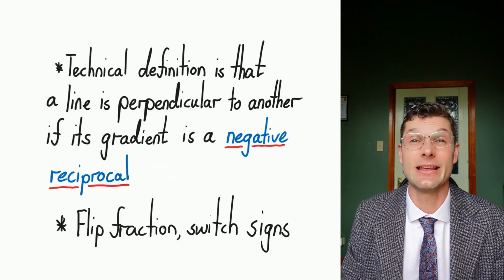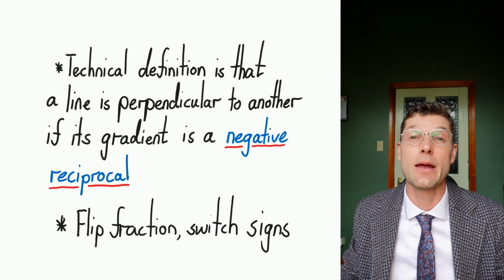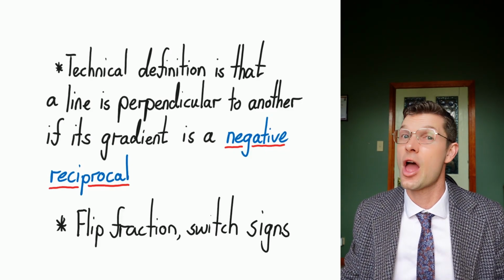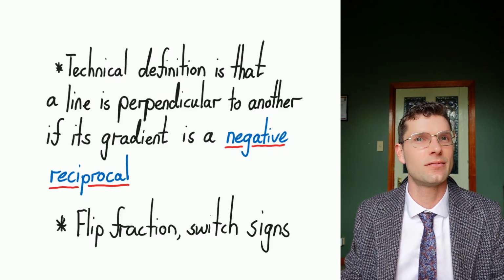So the only thing we really need to know for this lesson is that to find a perpendicular line, we just have to look for the negative reciprocal. And all that means is we've got to flip the fraction and change the sign.